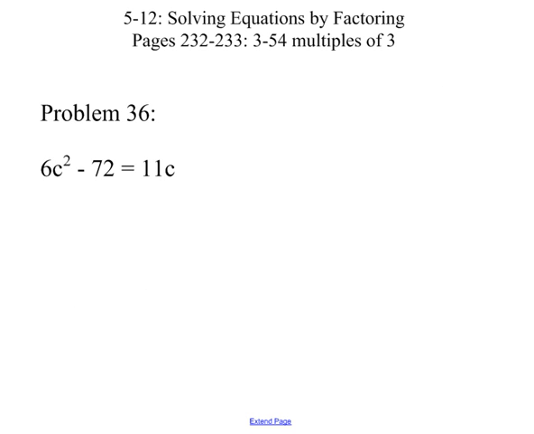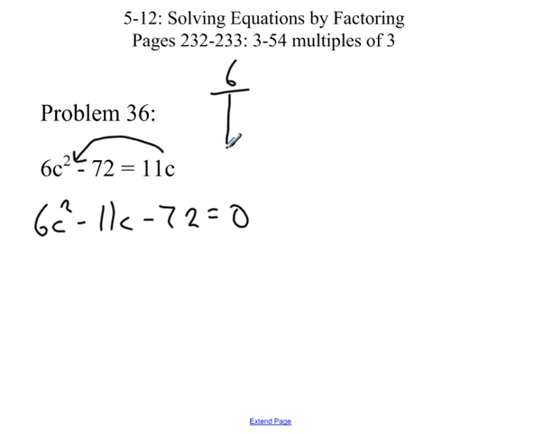Next, let's look at number 36. You have 6c squared minus 72 equals 11c. So I'm going to make my 0 side by putting my 11c in the middle. We're used to that format, and I'm doing that by subtracting 11c from both sides. I don't have a common factor, so let's factor that into binomials.